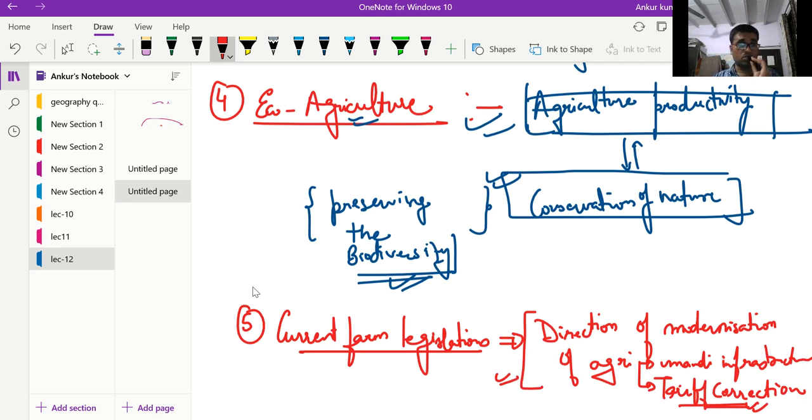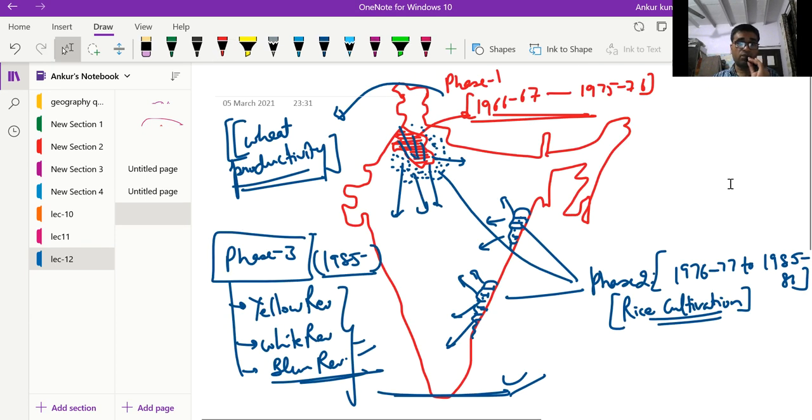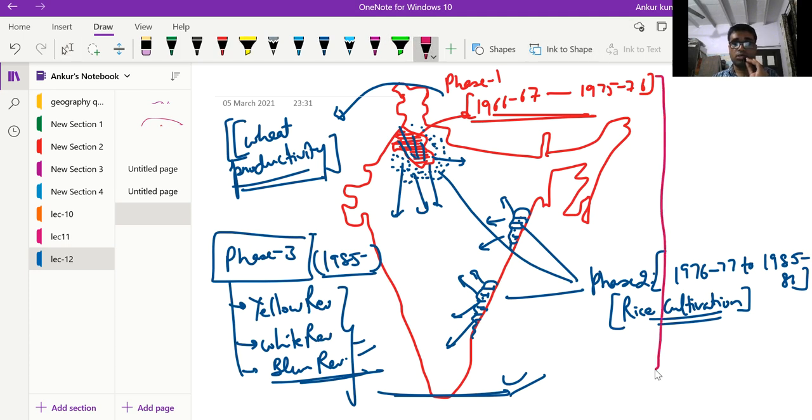So these are the solutions that we discussed, and finally the spatial perspective, and the last part, that how the green revolution started and how it proceeded in India. So this was the complete detailed discussion of the green revolution.